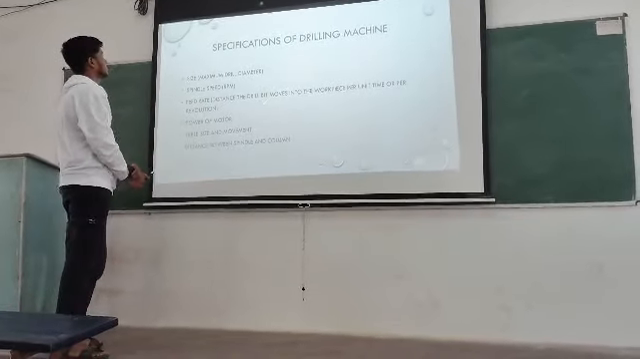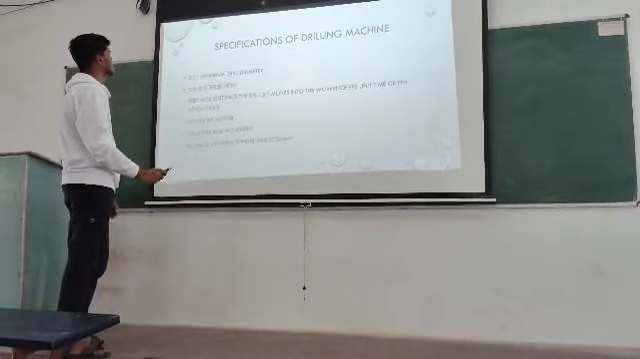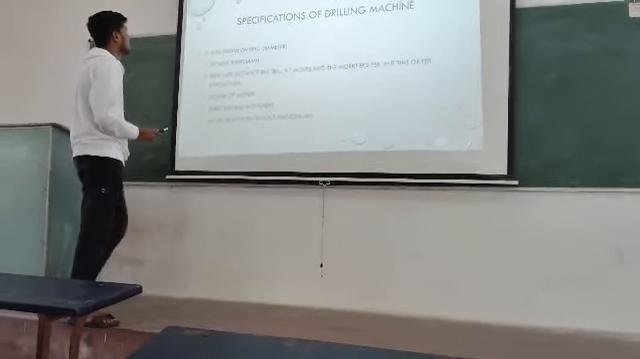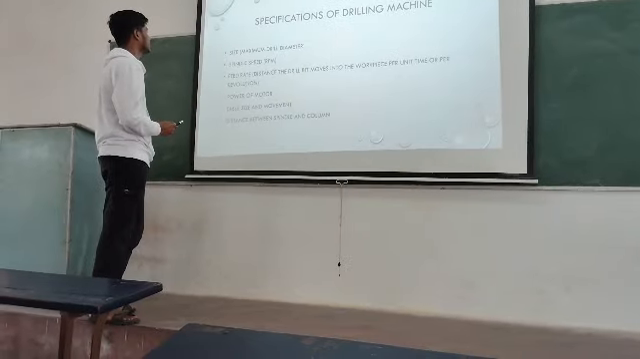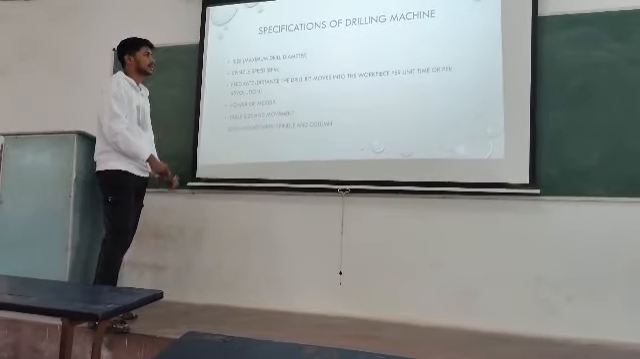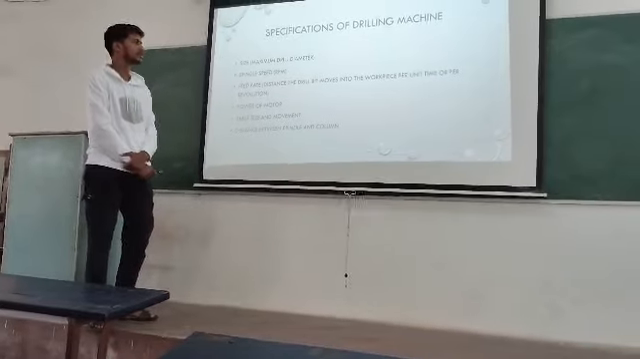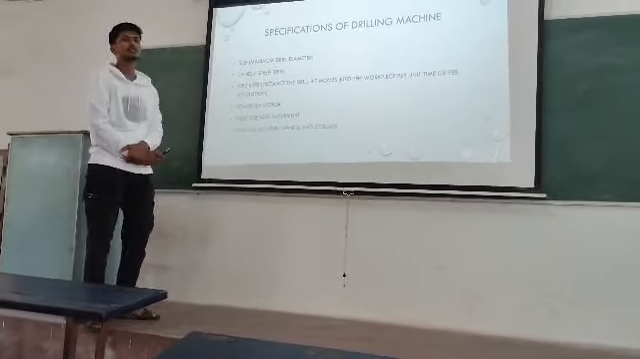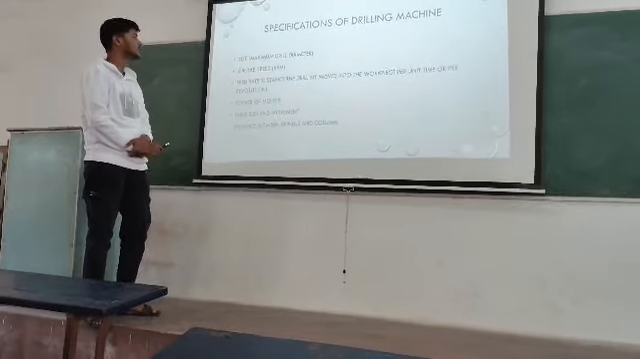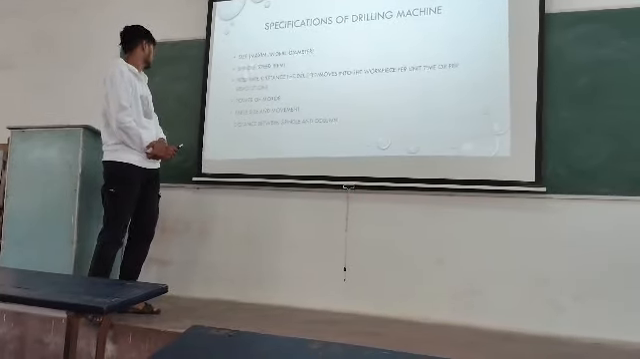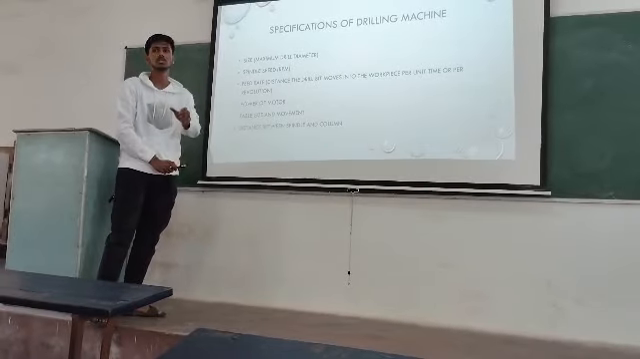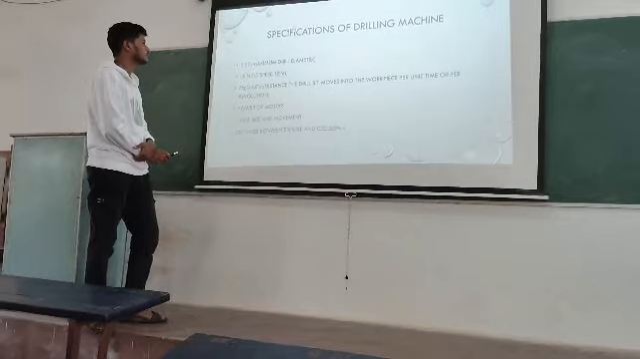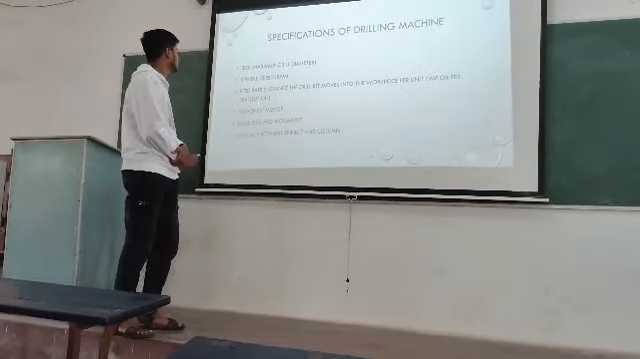So, the specifications of the drilling machine. The first specification is size, as in maximum drill diameter. Size means the capacity of the drill to make a maximum diameter hole on a workpiece. Spindle speed. Spindle is what holds the drill. Feed rate. The distance the drill bit moves into the workpiece per unit time.